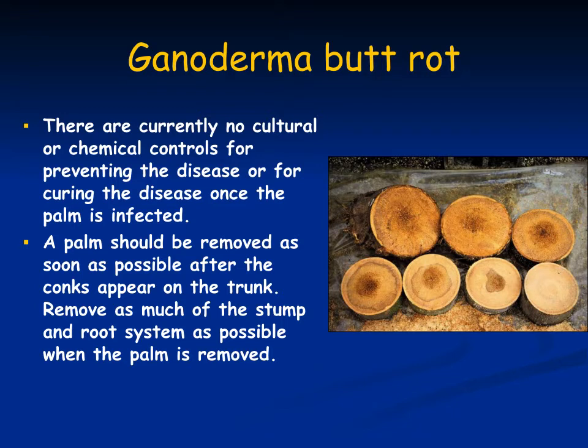Best way to control Ganoderma butt rot is not through spraying. There are currently no chemical recommendations on prevention or disease control in the infected palm. Even trying to inject, say, a fungicide into this plant would be pretty ineffective because the vessels that would move the solution up or down, depending on which conductive tissue it's targeting, would be blocked by the fact that the fungus has already occluded or plugged up the plumbing system of the palm. So the best thing to do is to remove the palm soon after the conks appear and grind out as much of the root system wherever it's possible.